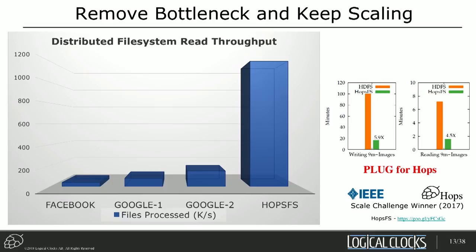And that's where we come in. In Stockholm, we've been developing a new version, a drop-in replacement for HDFS called HOPS. It won the IEEE scale challenge last year. And we got to 1.2 million operations per second with Spotify's workload. So if Facebook need to scale any more, they can come talk to us, and we'll try and help them out. They know my number. I'm here.